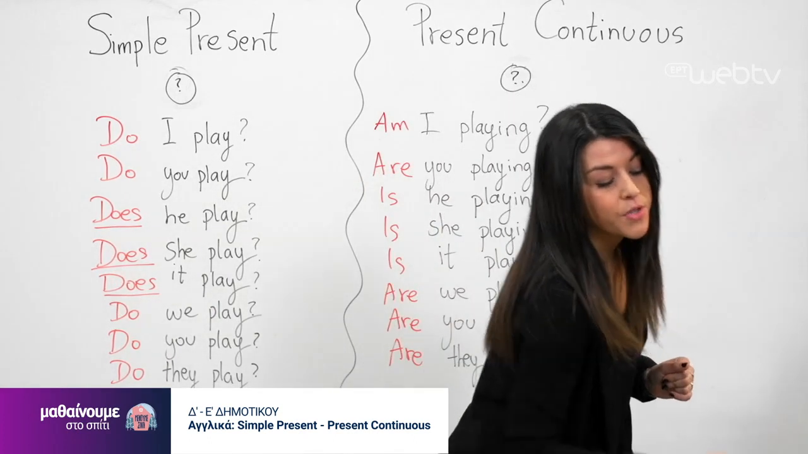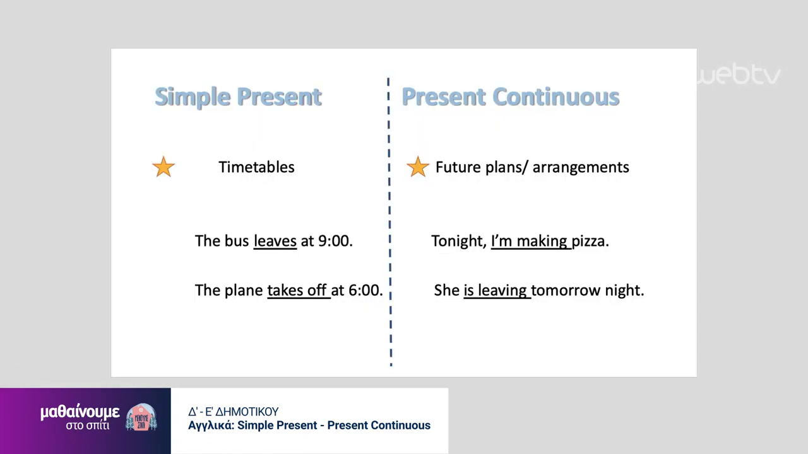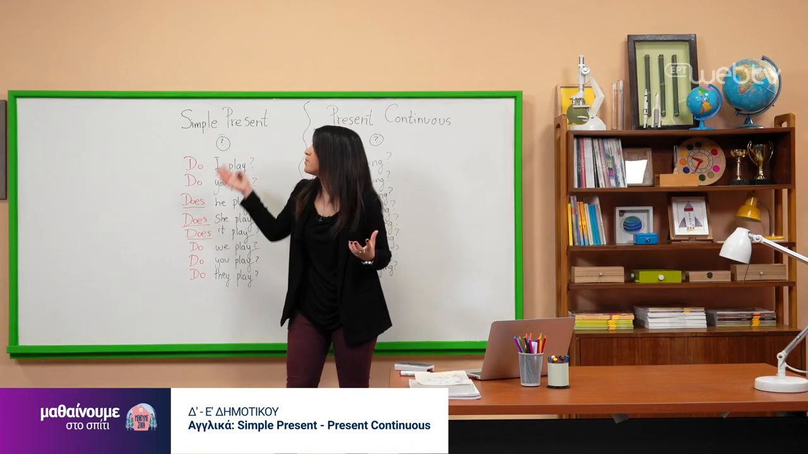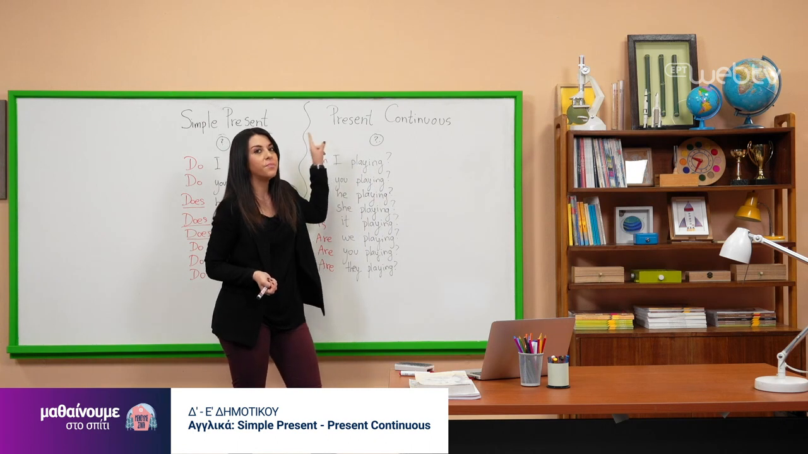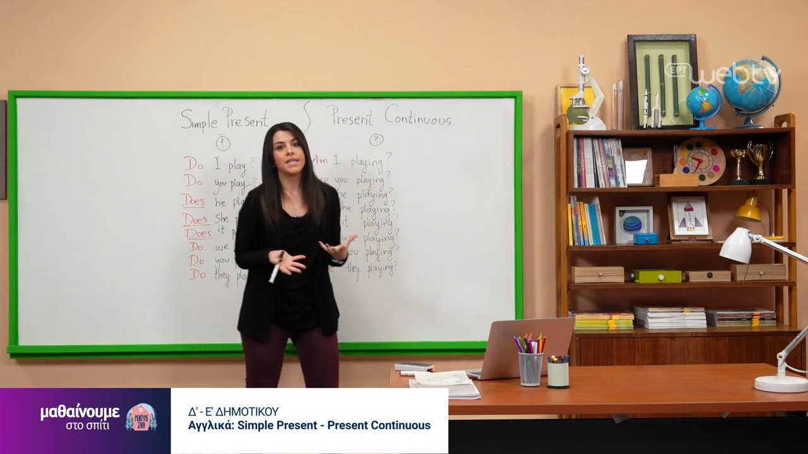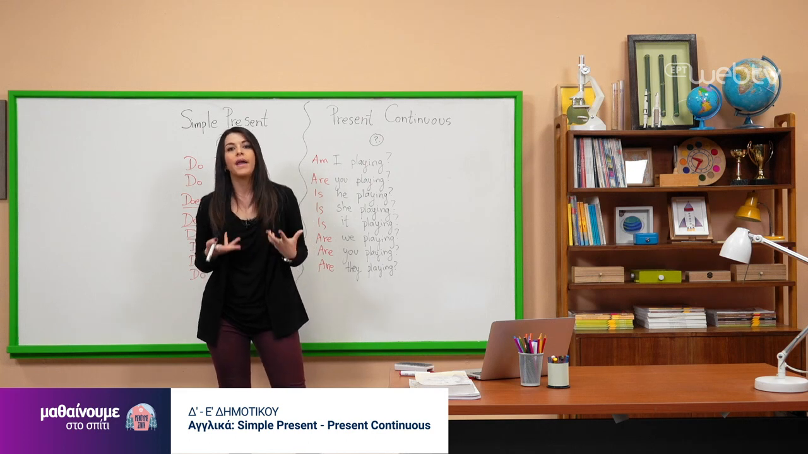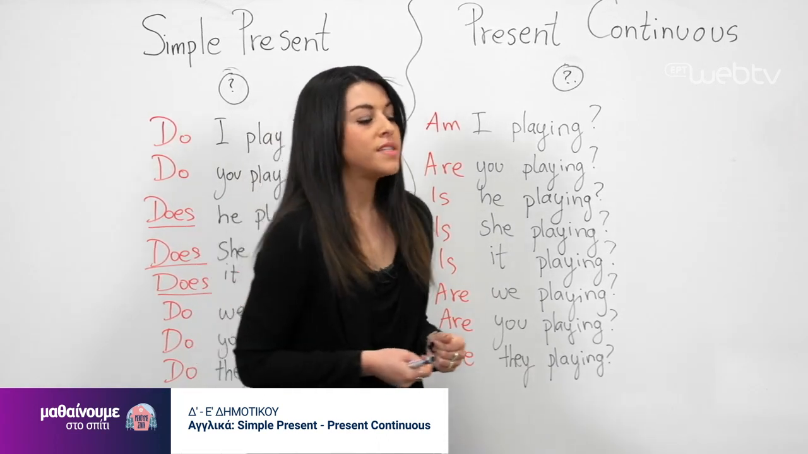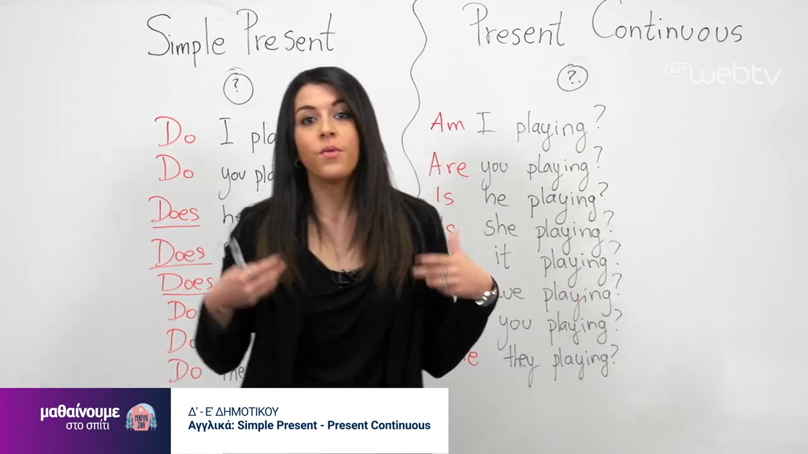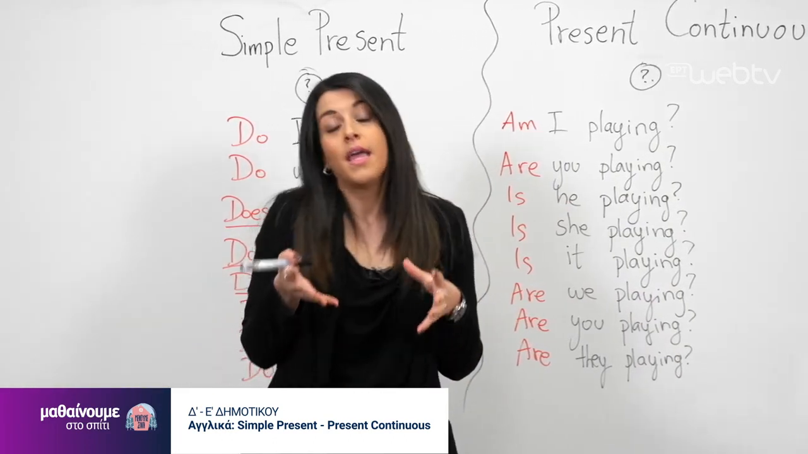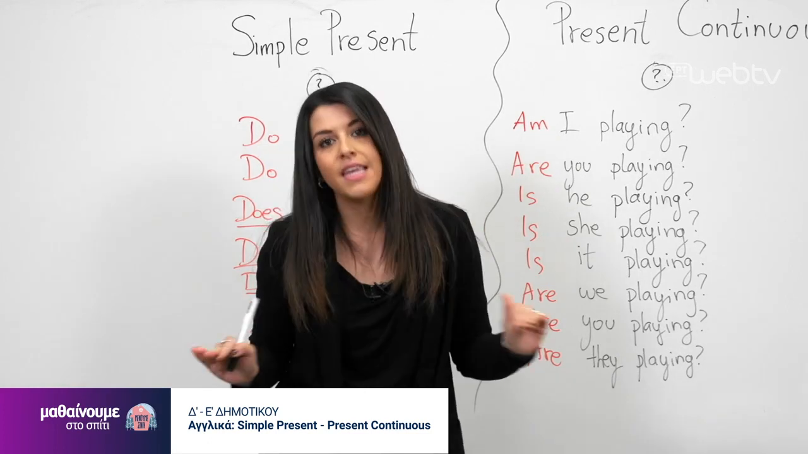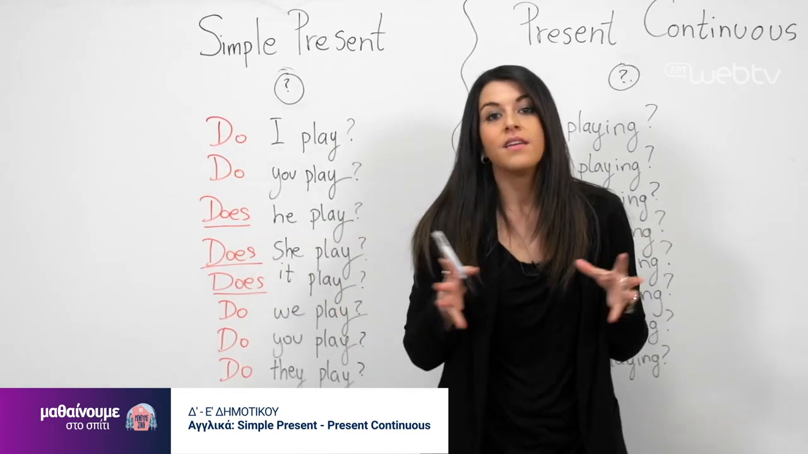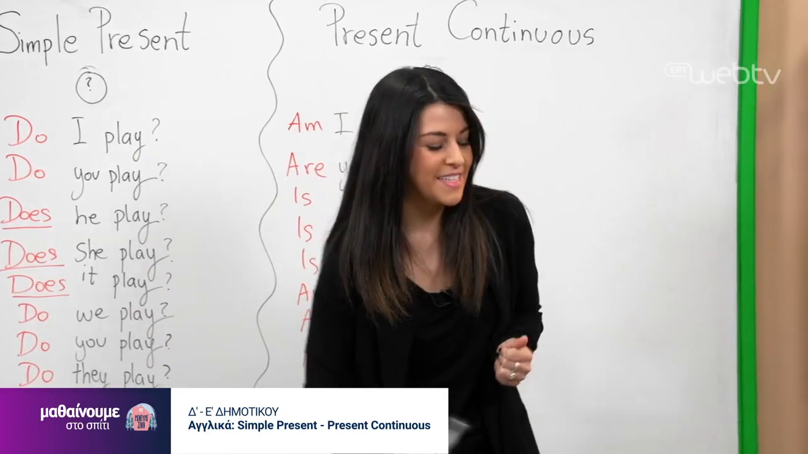And the third important use, simple present is for timetables. Timetables are τι ώρα φεύγει το λεωφορείο, το αεροπλάνο. For example, the bus leaves at 9. Okay, το λεωφορείο φεύγει στις 9. You use simple present. But present continuous, this is important, is used for future plans. Όταν έχουμε σχεδιάσει να κάνουμε κάτι στο κοντινό μέλλον. For example, tonight I am watching a movie with my friends. Or tonight I'm making pizza. So it's something that will happen στο κοντινό μέλλον in the near future because you have planned it. Το έχεις σχεδιάσει να γίνει οπωσδήποτε. Okay? So these are the three basic rules about when we use these tenses.